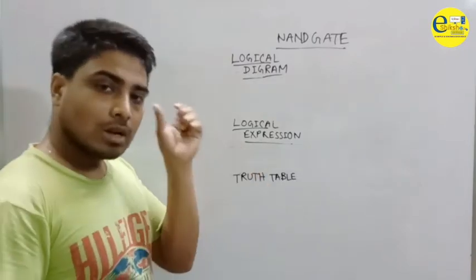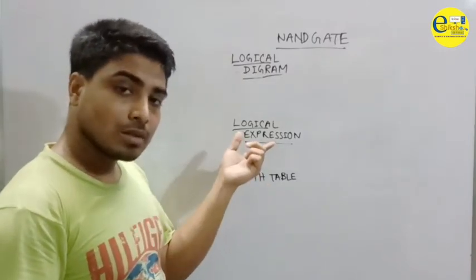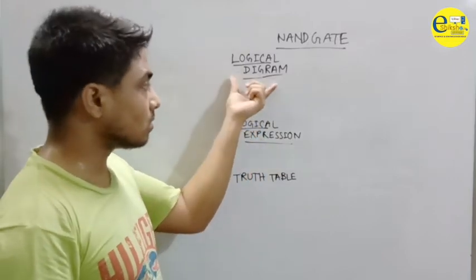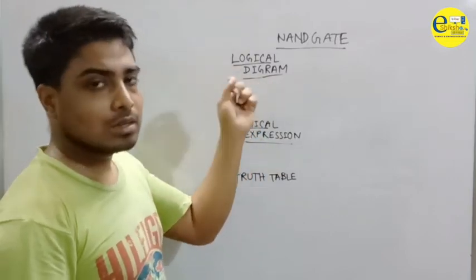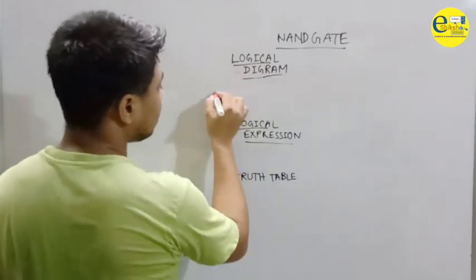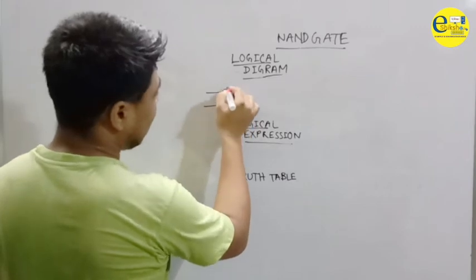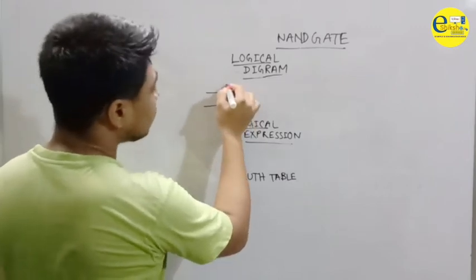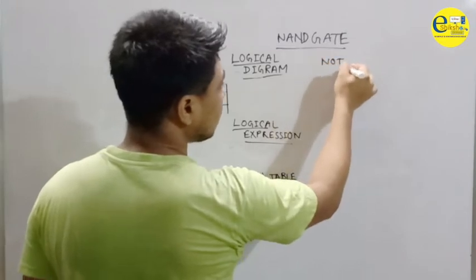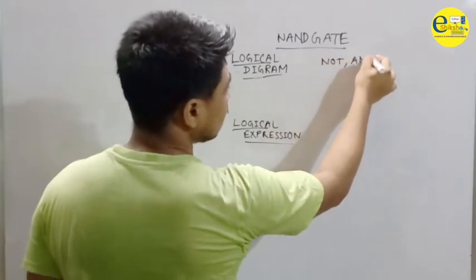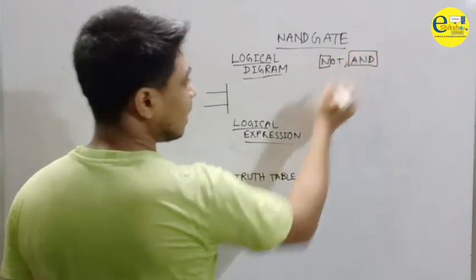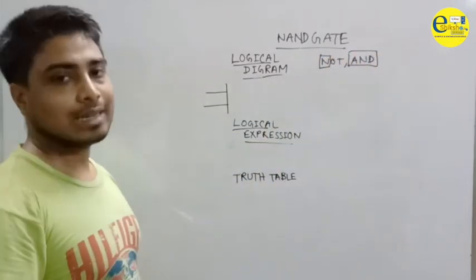Throughout this time, I was discussing basic gates, and you have seen the logical diagram there. That is the most simple diagram. Okay, so for now, the NAND gate. It is a combination of NOT and AND, so NOT AND together is called the NAND gate.